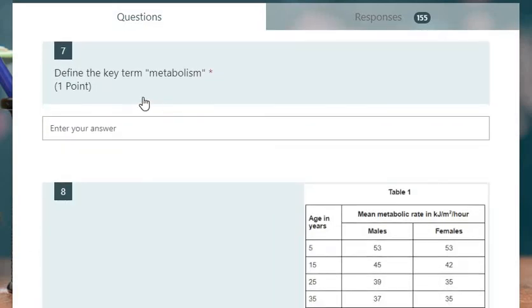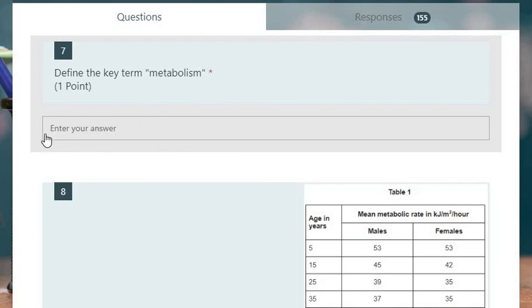Number 7, define the key term metabolism. I suspect from some of the wording of some of these answers, some of you googled it, because some of you had more complex wording than you needed. The wording you need at GCSE is simply the sum of all the chemical reactions in your body or in your cells.